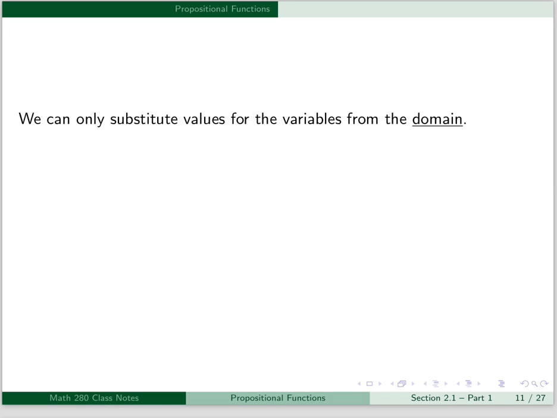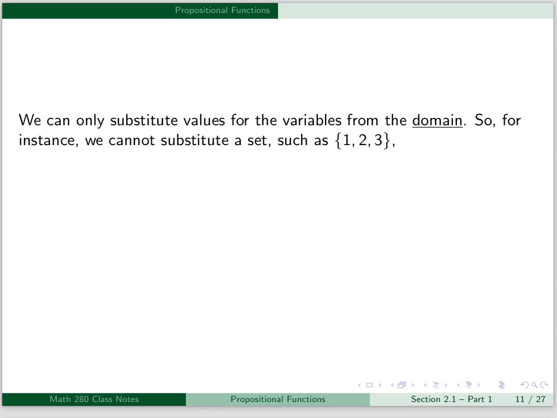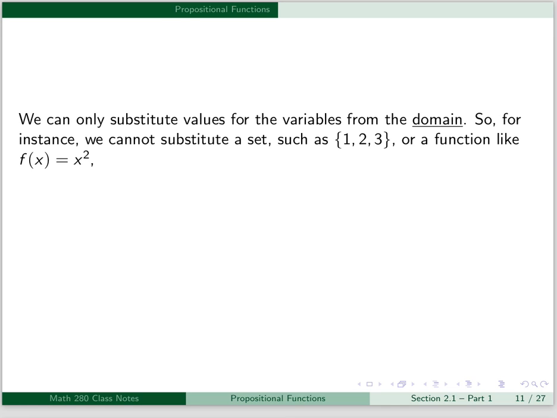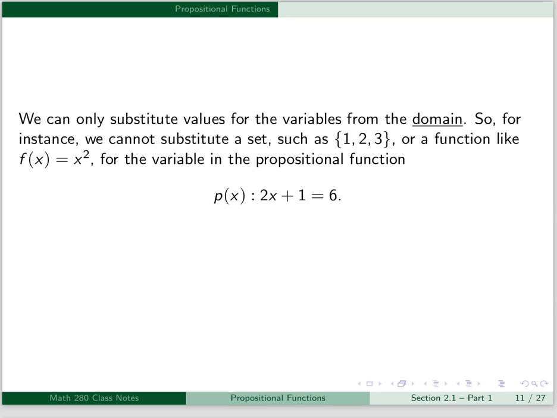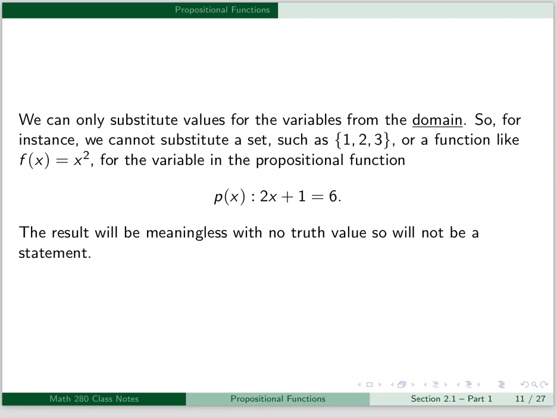We can only substitute values for the variables from the domain. So for instance, we cannot substitute a set, such as the set containing 1, 2, 3, or a function like f of x equals x squared, for the variable in the propositional function p of x, 2x plus 1 equals 6. The result will be meaningless with no truth value, so it will not be a statement.